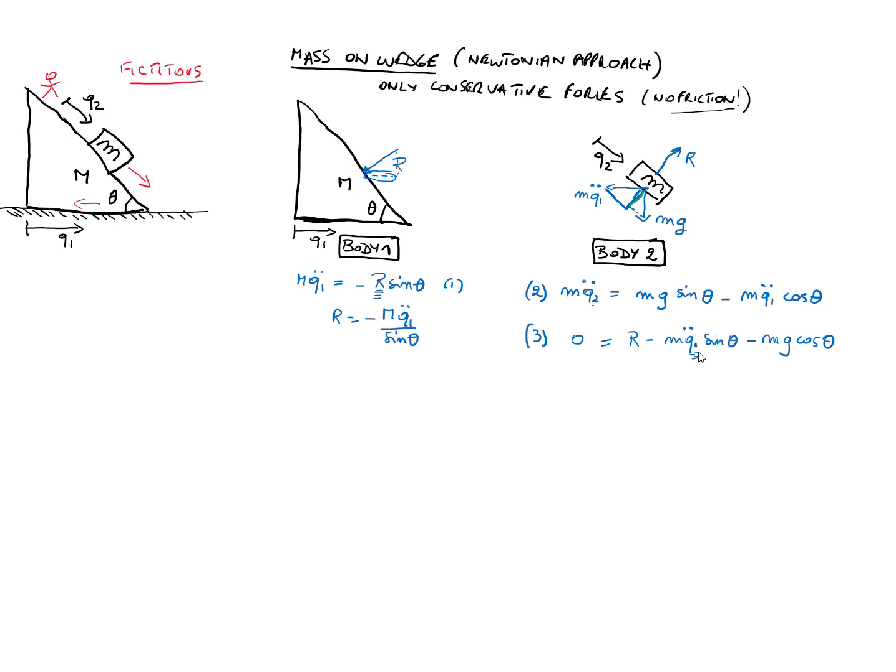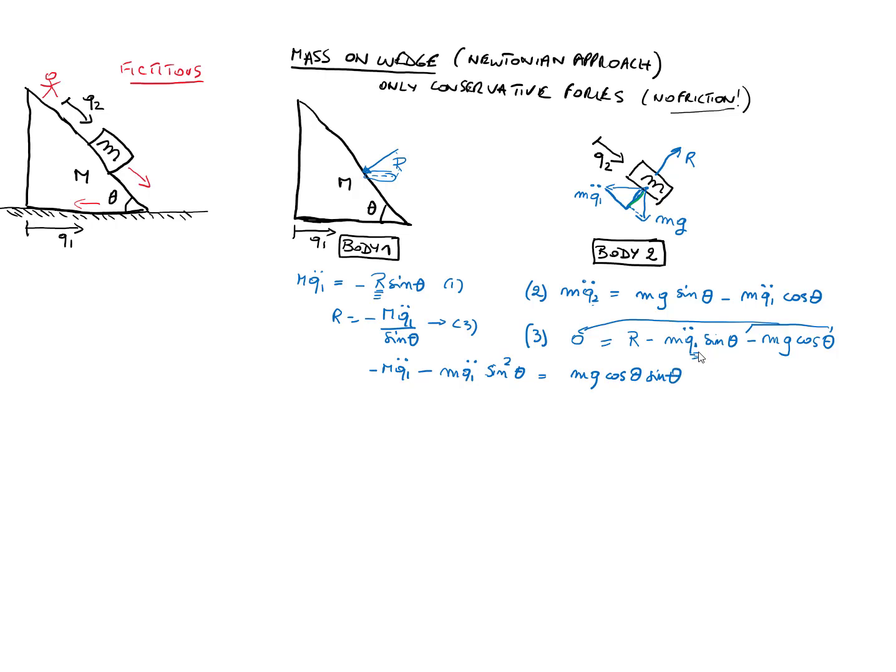So I'm going to inject it over here in equation 3. This goes to equation 3, and then we'll have minus m Q1 double dot over sine theta. I will not write it, I will multiply the rest of the equation by sine theta, so it is minus m Q1 double dot sine theta times sine theta. So I will have a square over here, and this one here I'll take to the other side, so we can say it is mg cos theta sine theta.